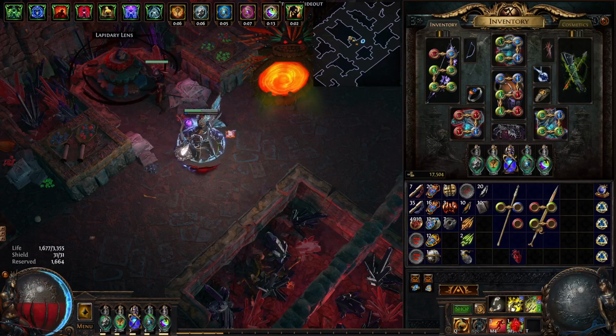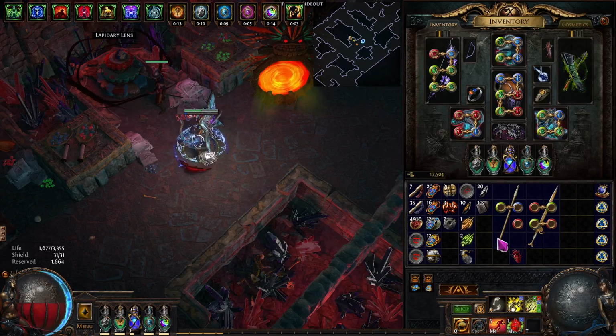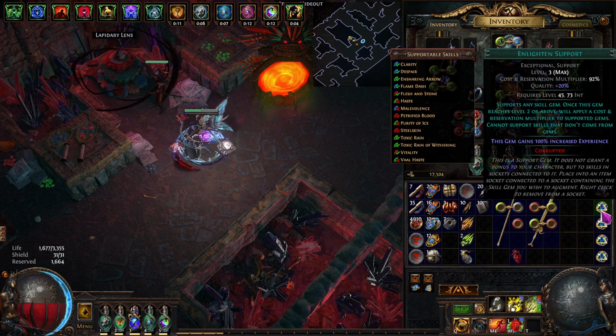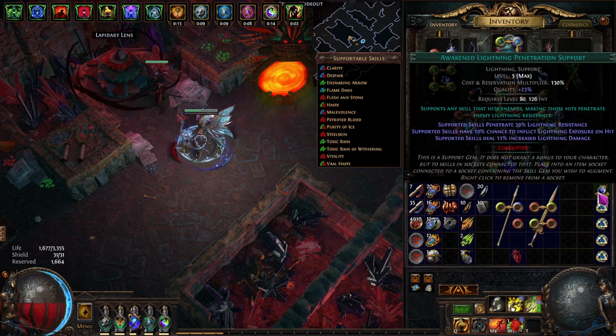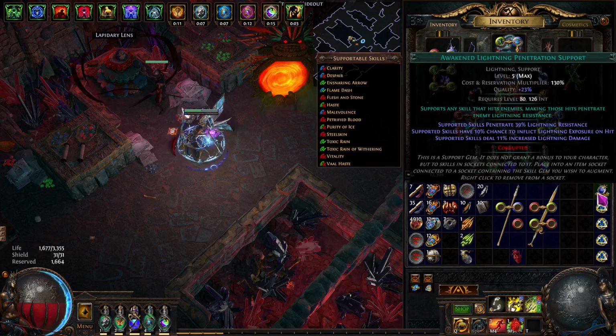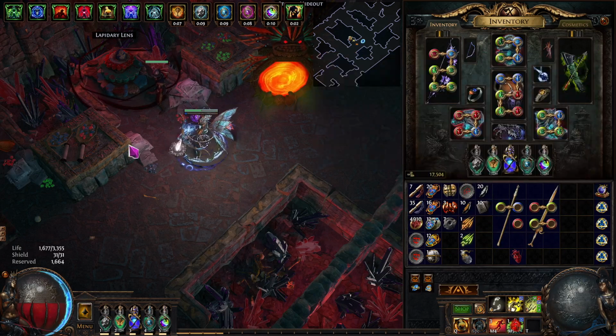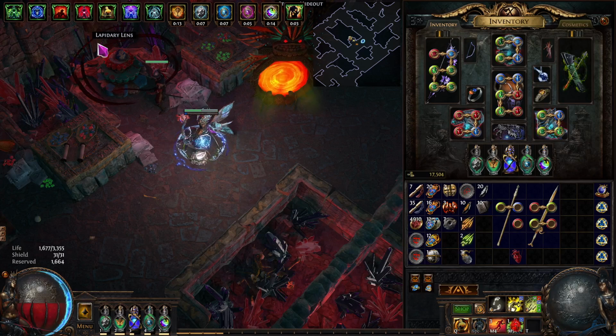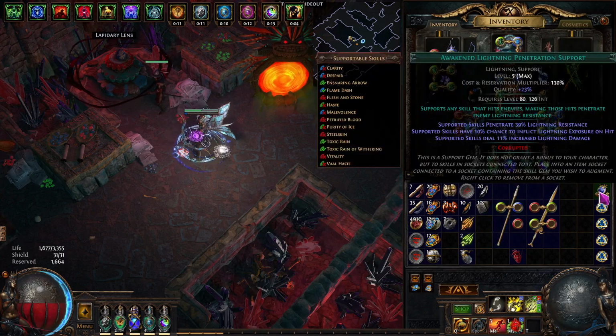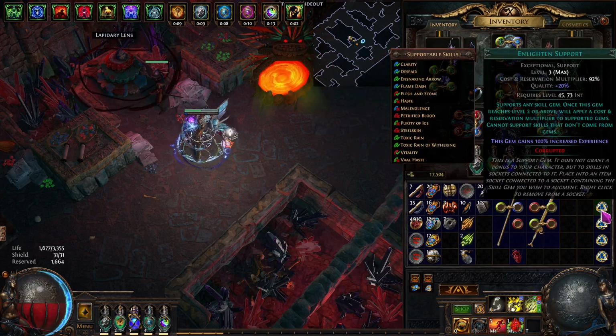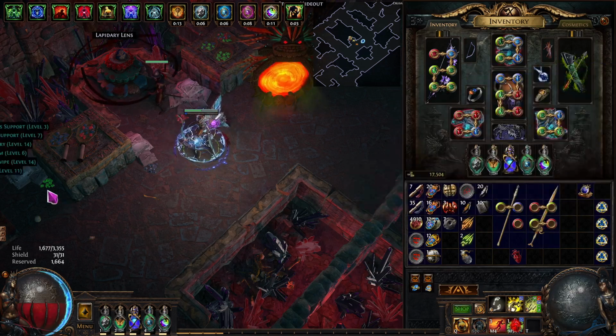Hello there. I had a quick gamble video I wanted to put together. If you watched my last video, I had four Enlightens that I had leveled up to level 3 and an Awakened Lightning Pen support. I hit all of these with the Doryani's Temple, whatever that is, Lapidary Lens. Had a decent outcome on the Lightning Pen. So far I've whiffed on all the Enlightens.